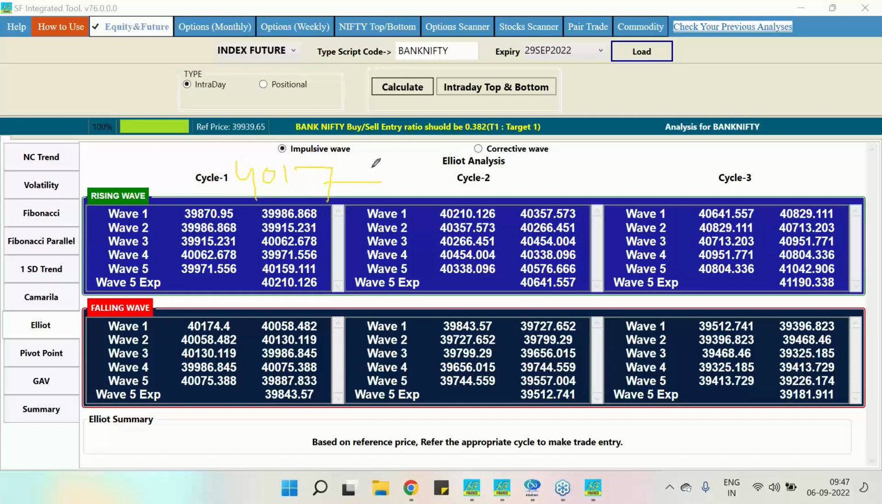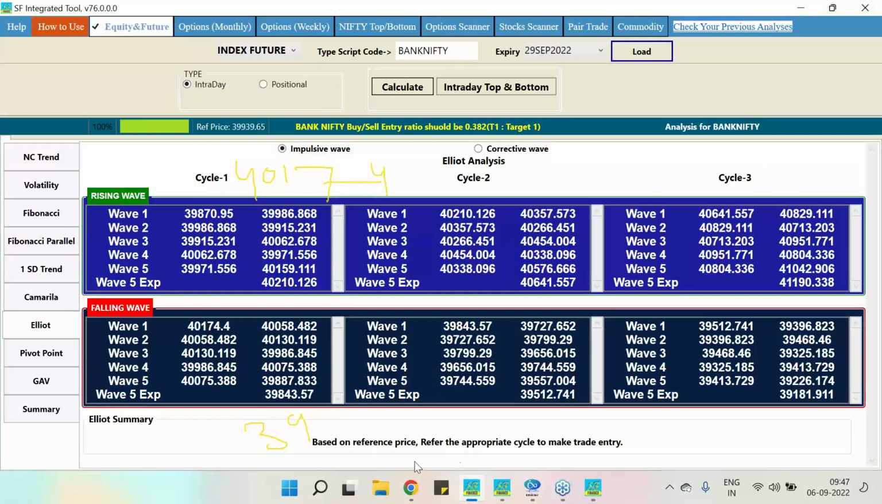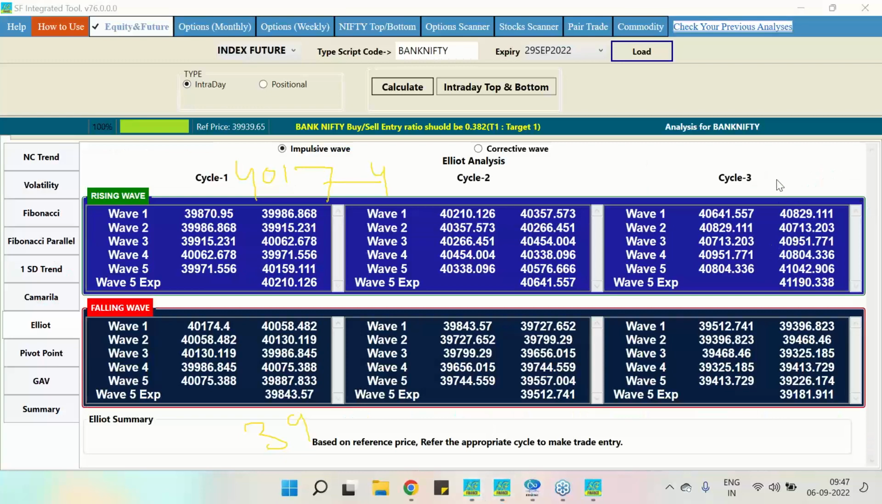40,174 was the high, and the low it has made was 39,843. Have a look here, exactly at the wave 5 expansion, here only it has come. It has completed wave 5 by a couple of points at 40,174, and so it has also completed cycle 1 of the impulsive pattern.